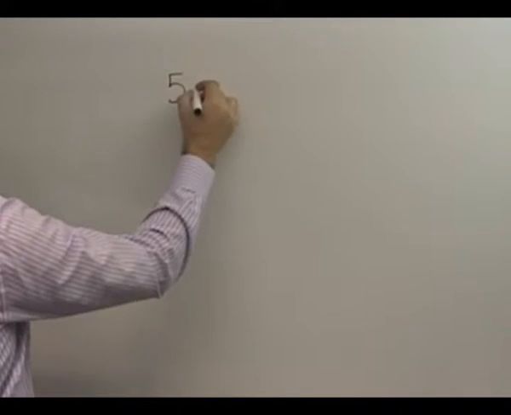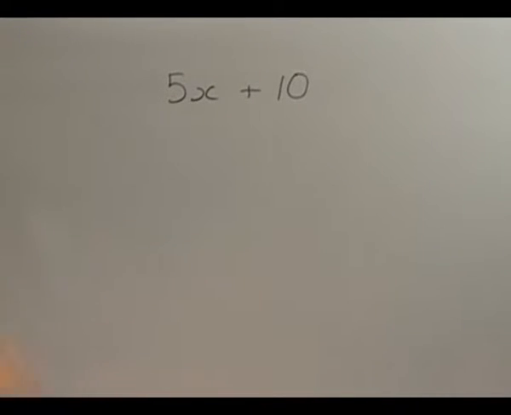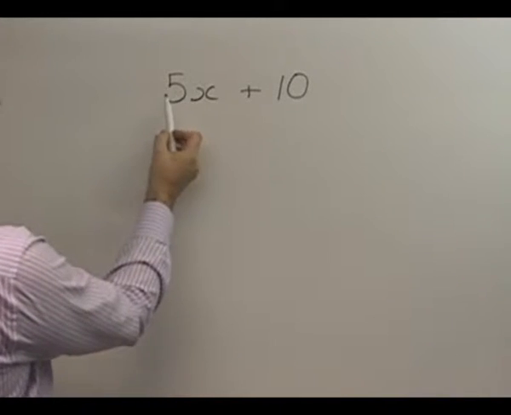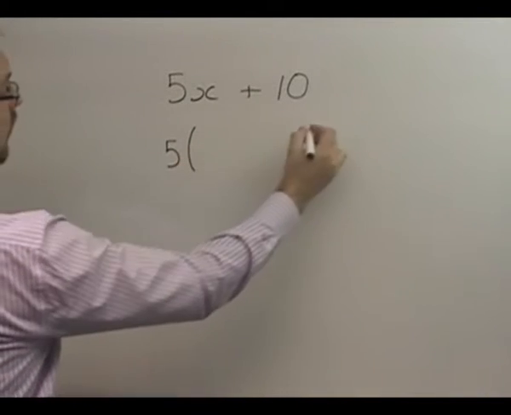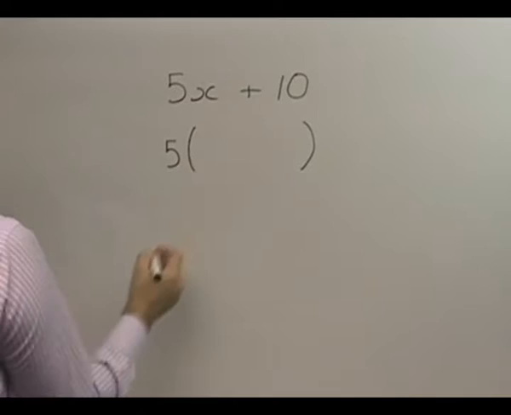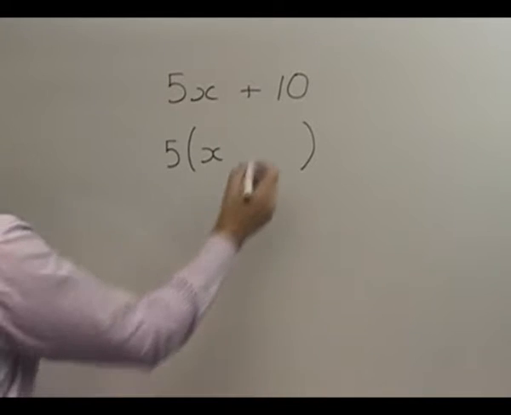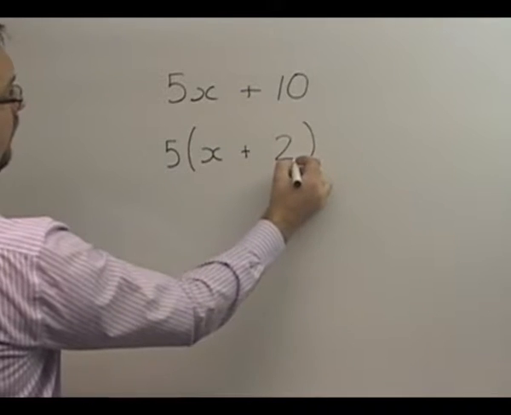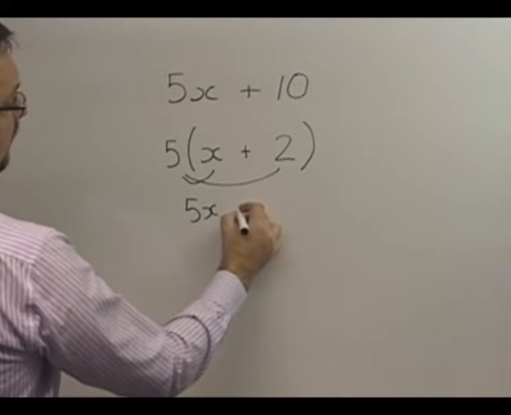So the next one is 5x plus 10. If you want to, pause now and have a go at it yourself. Now I'm going to show you how to do it. So what's in common here? What's a common factor in 5x and 10? Well, a common factor is 5. How many 5s go into 5x? Well, 5 times x is 5x, so that's the first part. And we take 5 as a factor of 10. 5 times 2 is 10. And again, you can check it. 5 times x and 5 times 2.